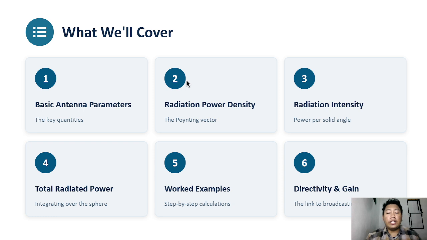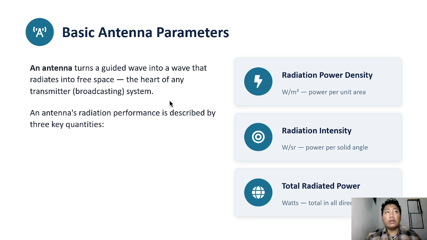Before we dig in, here's a quick look at what we'll cover today. First, the basic antenna parameters, then the three core quantities: radiation power density, radiation intensity, and the total radiated power. After that, we'll solve some examples together, and finally, we'll talk about directivity and gain, which are super relevant for our broadcasting course. Okay, let's begin.